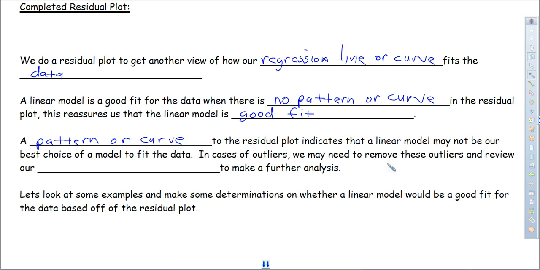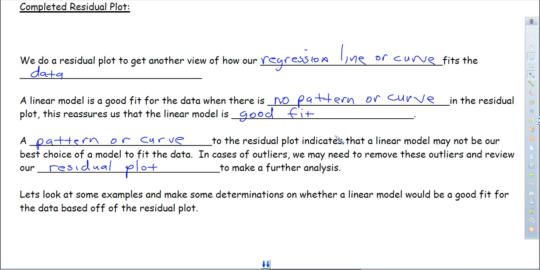In case of outliers, we may need to remove these outliers and review our residual plot to make further analysis. Because sometimes we might look at it and say, it could just be a point or two. These outliers or influential points may be causing some kind of problems with how well the curve or the line is fitting. So sometimes we might do an analysis with the outliers, and then sometimes we might remove these more extreme outliers just to see what happens. And we'll look at some examples of that later.